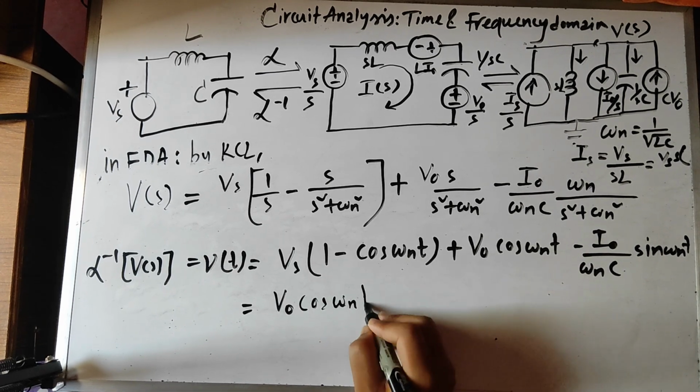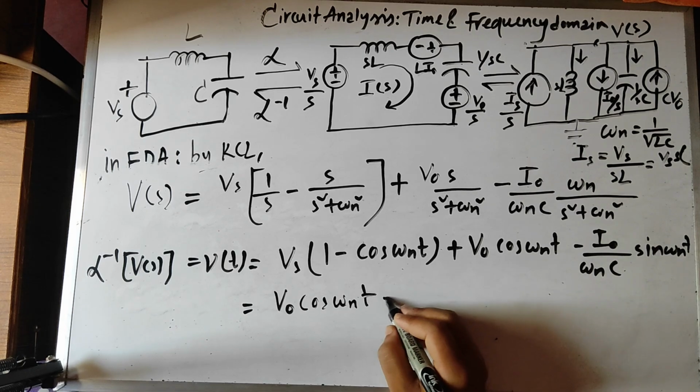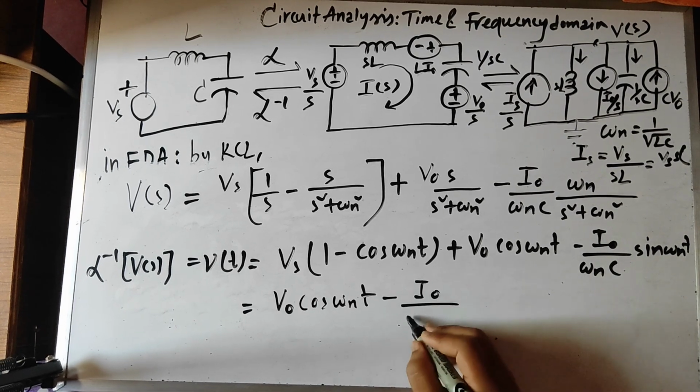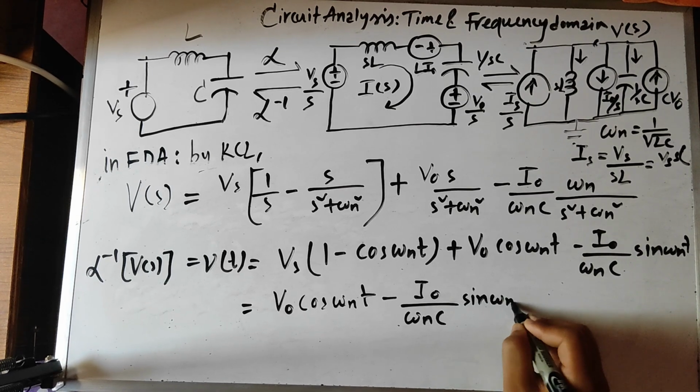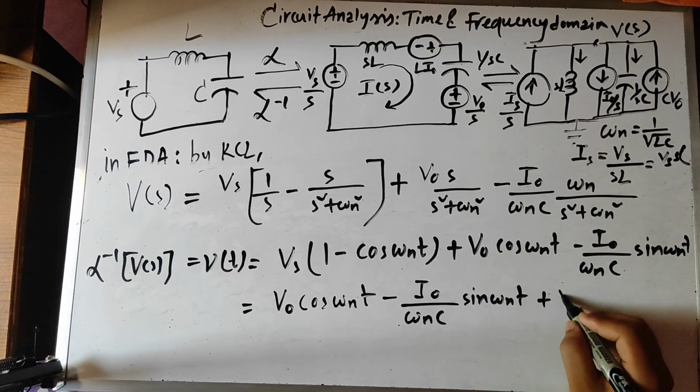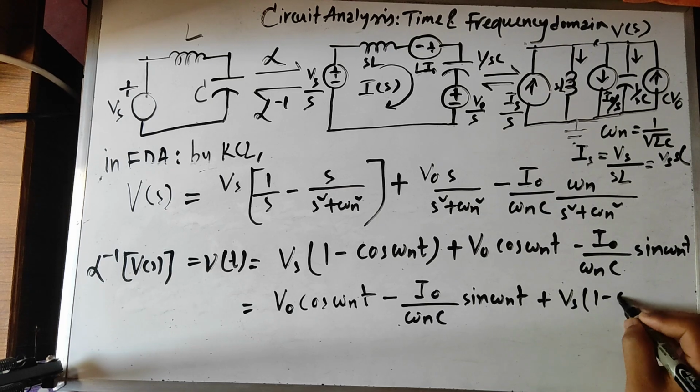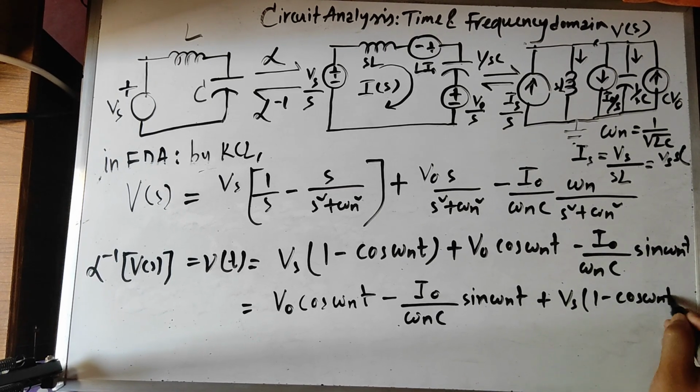So if we just rearrange this, it will give Vo cos omega n t minus Io by omega n C sine omega n t plus Vs times (1 minus cos omega n t). So this is the answer. This is the voltage response of the series LC circuit to a step input or DC input.